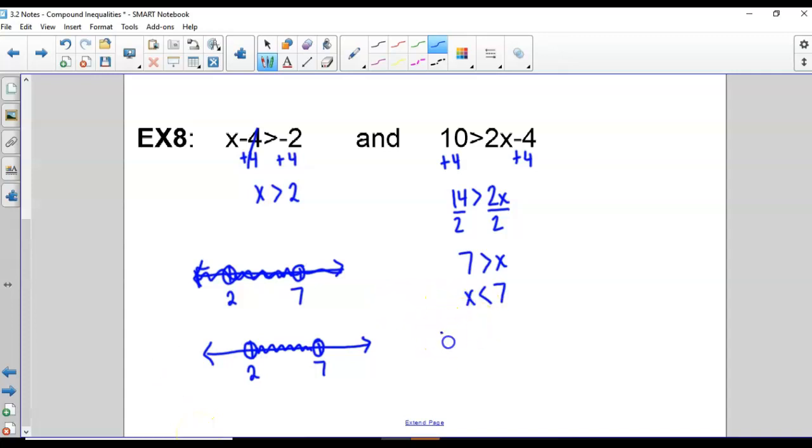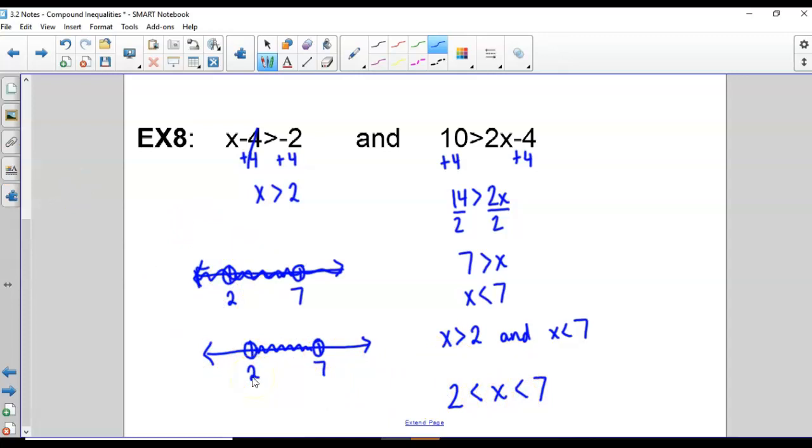Now, I do want you to do this for these final answers. I could write my answer as x is greater than 2 and x is less than 7. However, typically you're going to see your answer written a different way. You're going to see it written like this. 2 is less than x less than 7. And so if you'll notice, this is still going to be true.